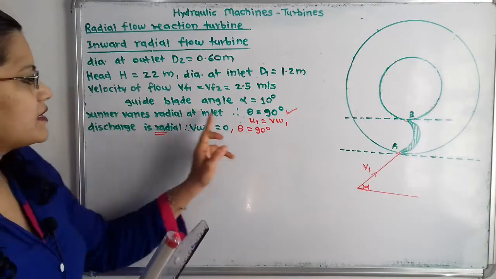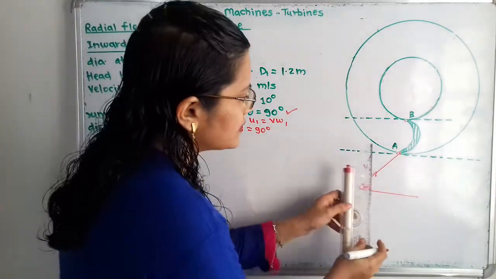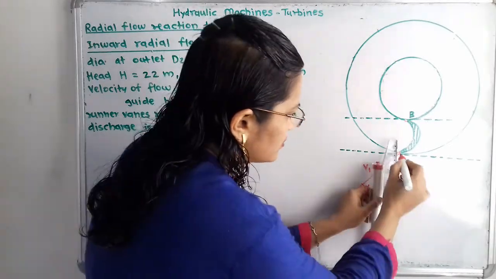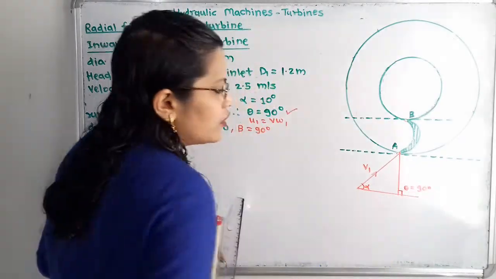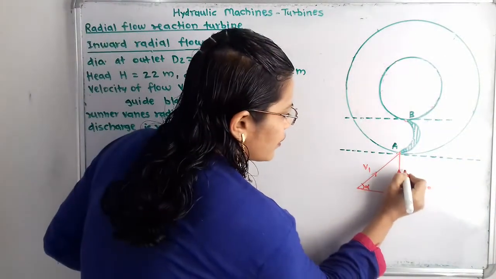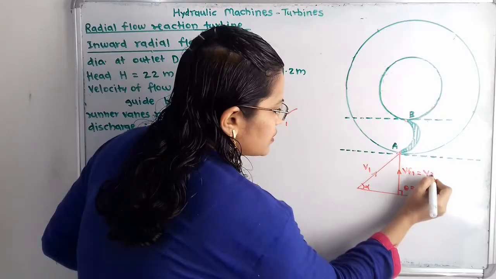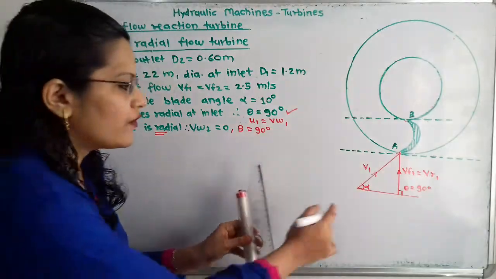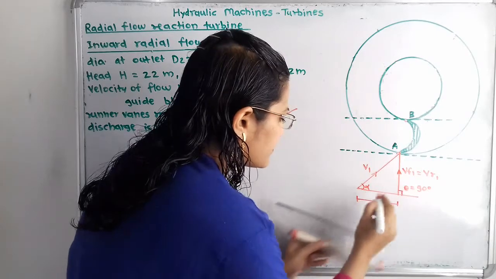Now the runner vanes are radial at inlet, that means theta is equal to 90 degree. So we have to show the angle theta is equal to 90 degree with this tangent. So here theta is equal to 90 degree. What is happening when theta is equal to 90 degree? Along this vertical line there is the velocity of flow, that is Vf1, and this line is also equal to the relative velocity at inlet, that is Vr1. So when theta is equal to 90 degree, Vf1 is equal to Vr1, and here we have to show that U1 is equal to VW1.